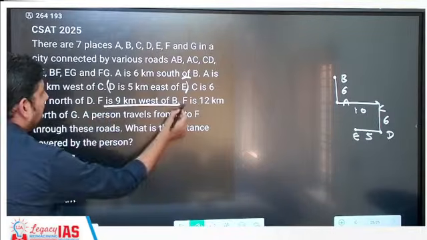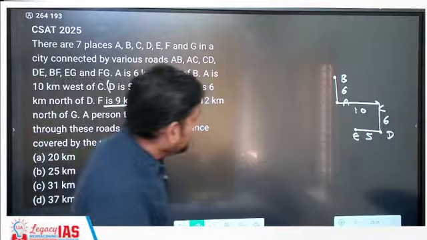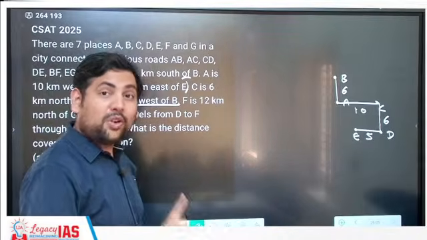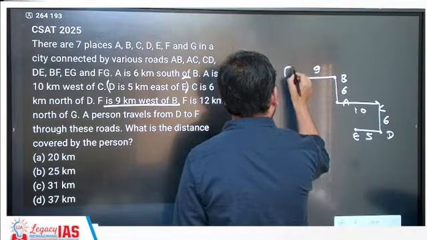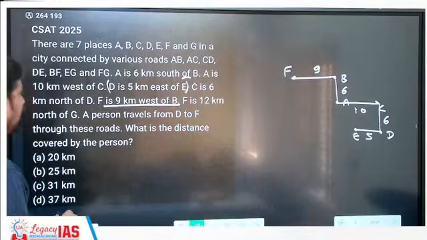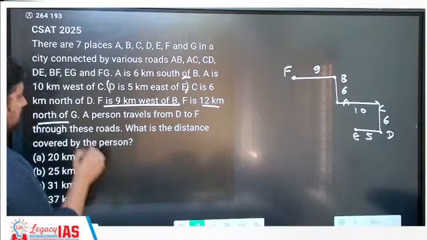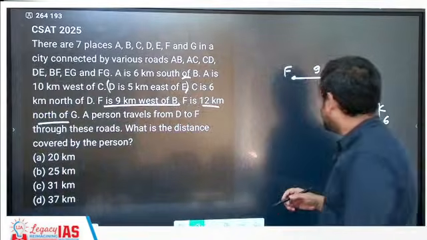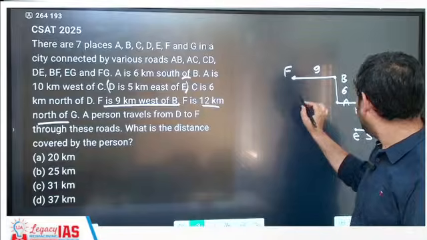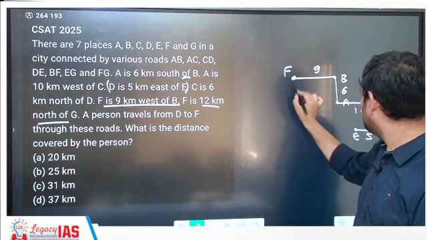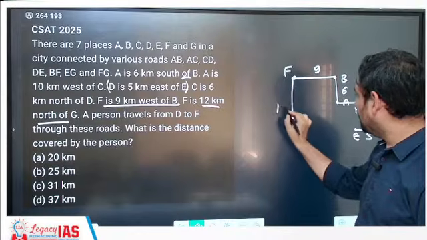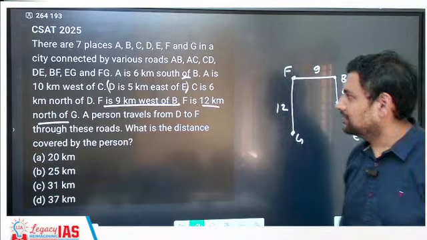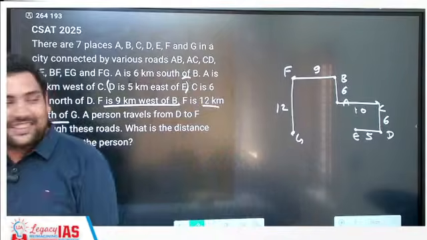Then this is also done. Then F is 9 kilometers west of B. So F is somewhere here, 9 kilometers, this is F. Then F is 12 kilometers north of G. So this is 6, this is 6. Exactly here on the same horizontal, I will have G, this is 12 kilometers. Then finally done. Okay.